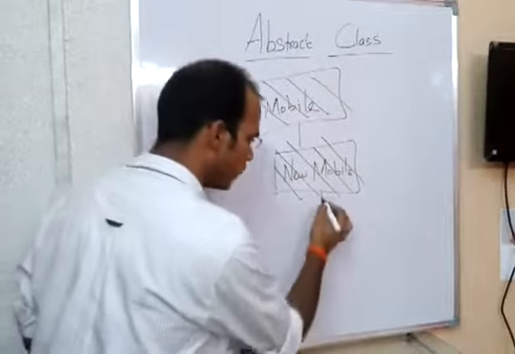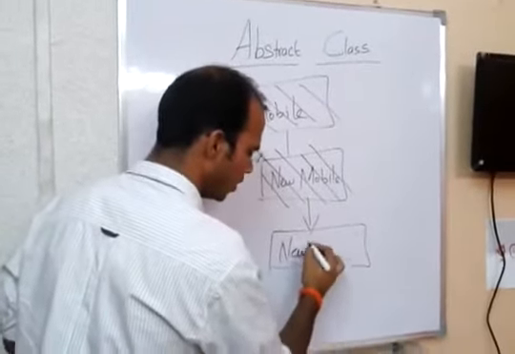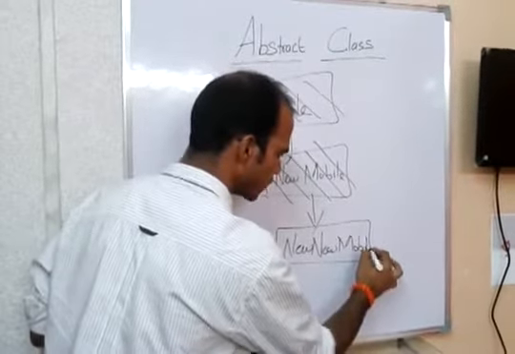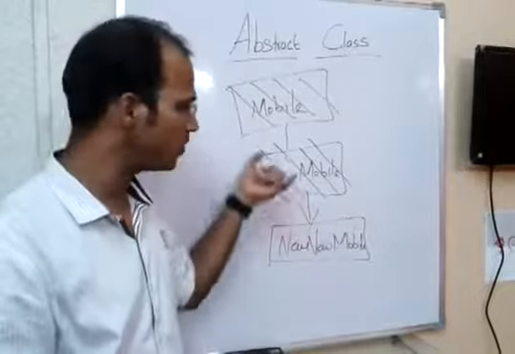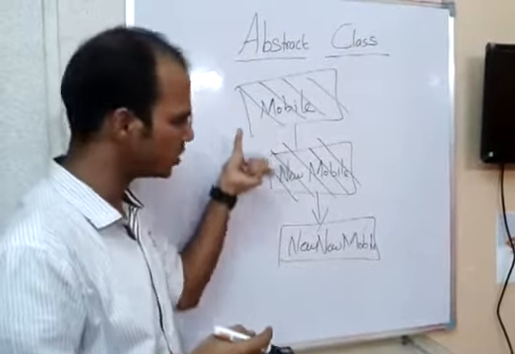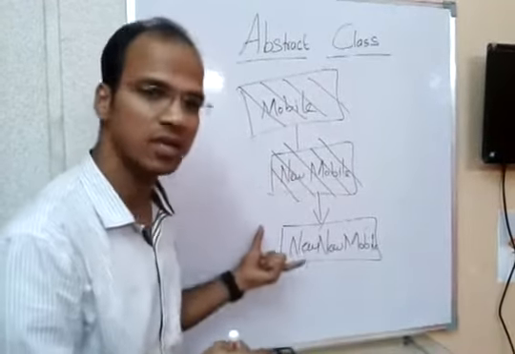That means you have to define a new class called the new mobile class. In this, you have to define the method which is declared here. That means the abstract method in this class carries over to this class, and the abstract method which is in this class we have to define in this class.